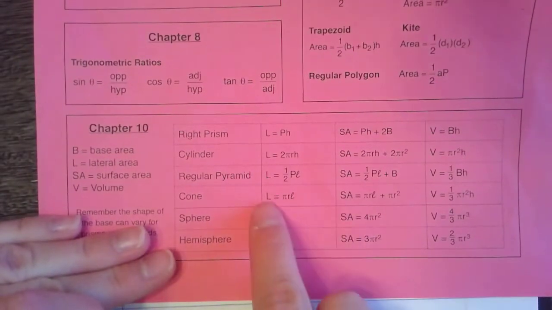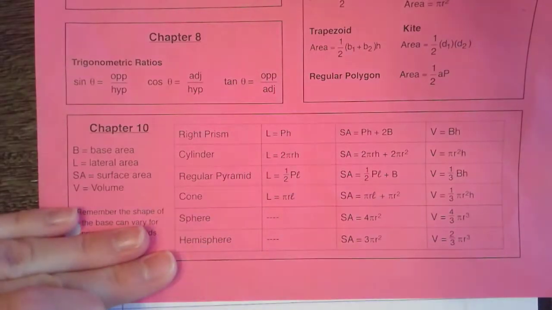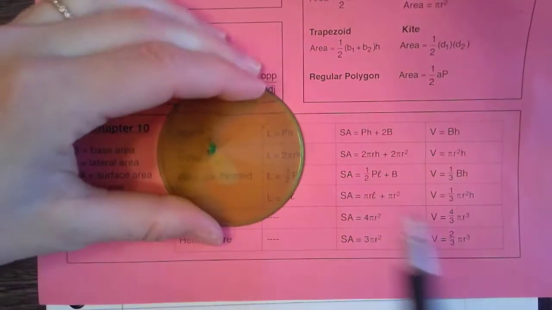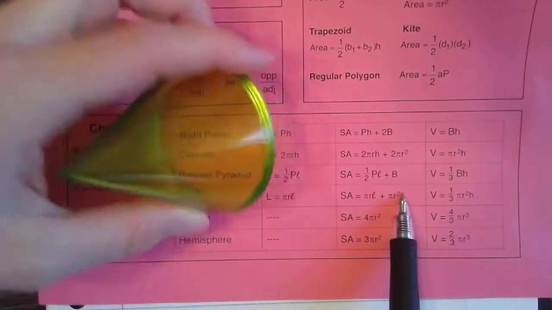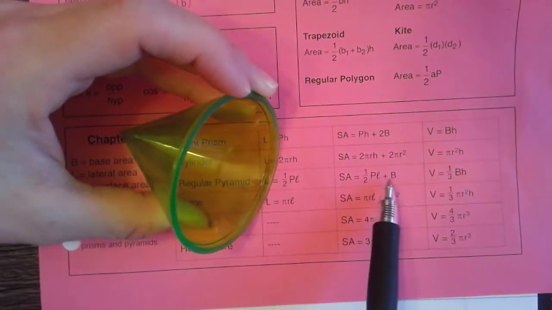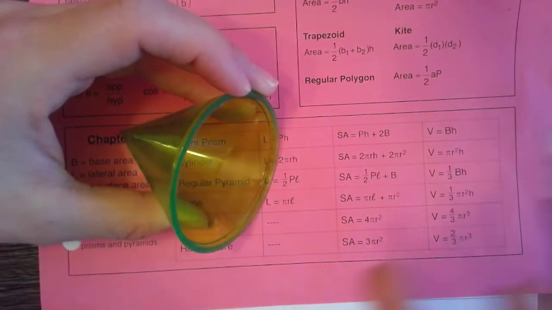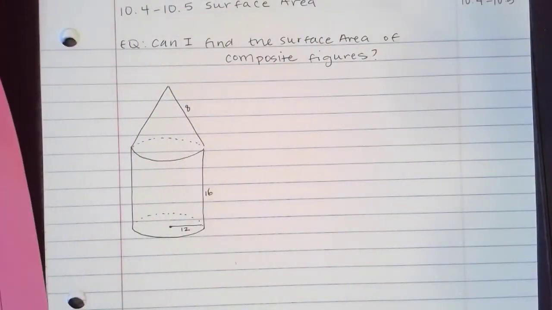The same thing with the cone. If I see a cone, the lateral area is pi RL, which is why when you look at the surface area formula, it is pi RL, which is the lateral area, plus pi r squared, where pi r squared is the circle, so that would be your base. So we really need to look at these formulas and figure out which parts we are looking for. So let's look here. I'm going to piece this together.